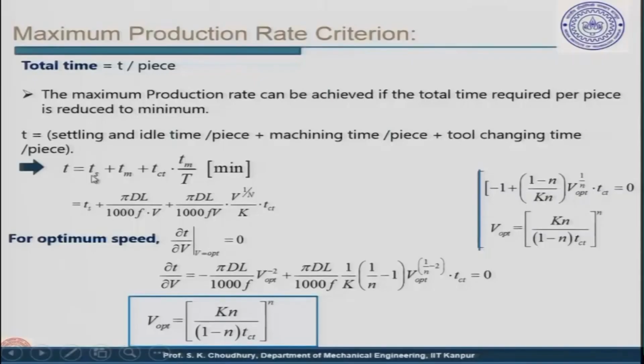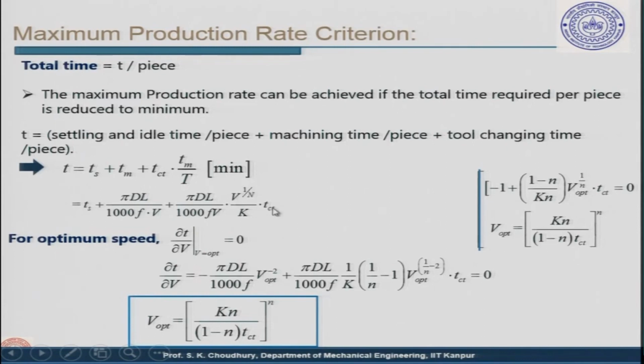This we are expressing as Ts, the settling and idle time per piece, Tm is the machining time per piece, and the tool changing time is Tct into the frequency of tool changing, that is, how many times we are changing the tool, that I have shown to you earlier. This is Tm by T, and that value becomes pi dl by 1000 Vf into V to the power 1 by n by k. So, this is small Tm, machining time, divided by tool life, okay.